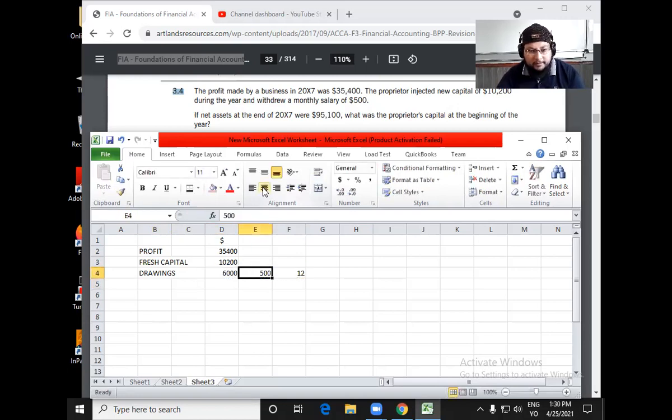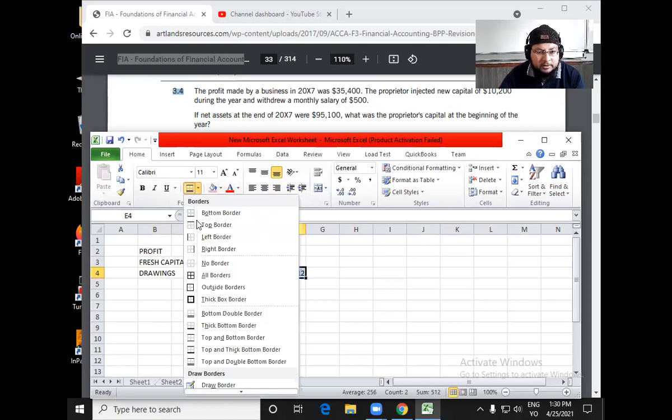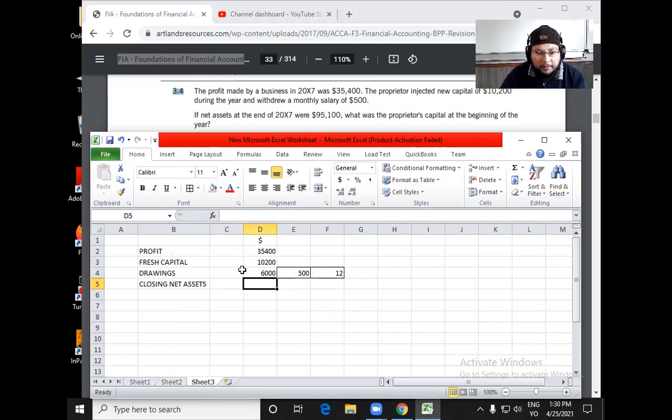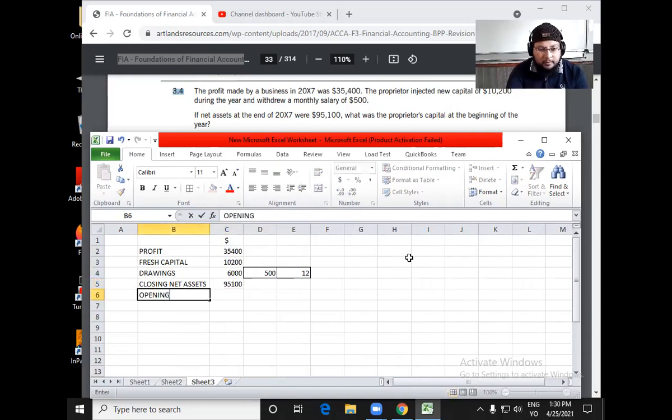This is very, very important. I will repeat it again because in this question, it says the drawings are given on monthly basis, 500 per month. So we will multiply it by 12, we get 6,000. Then we have closing net assets, and we have already discussed that net assets are basically our capital. So it is given $95,100, and finally it is asking to find out the opening net assets. So here we get the question mark.